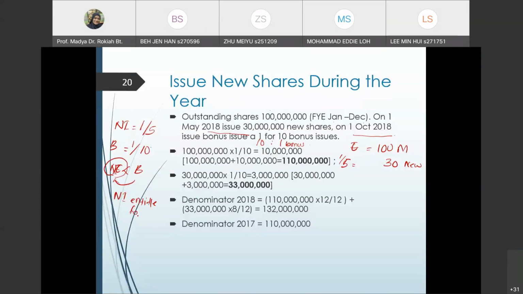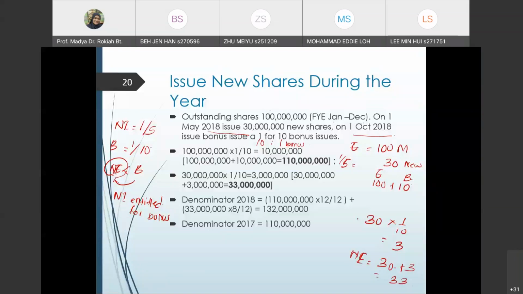Okay. So I'm going to calculate the number of shares. For the existing, we have 100. So 100 times 1 over 10, you're going to have 10 million. So 100 plus 10 million: this is existing, and this is a bonus element. For the new issue, you have 30, and then times 1 over 10, you're going to have another 3. So for the new issue, you have 30 plus 3 from the bonus, so you're going to have 33.